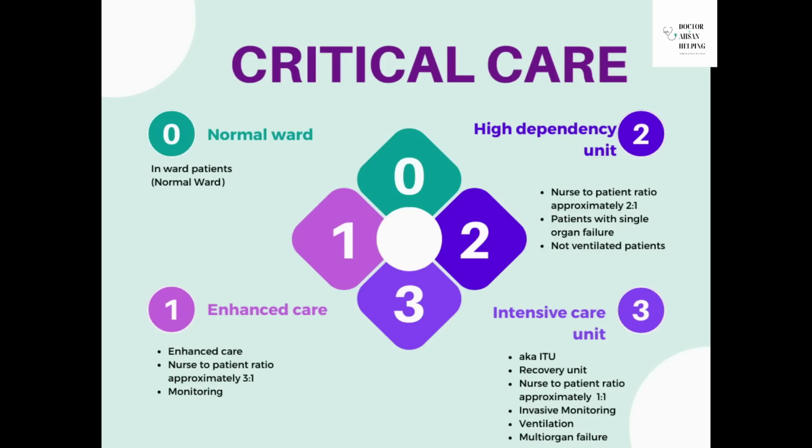Then level 2 is the high dependency unit, where the nurse to patient ratio is 2:1, and the patients who have developed single organ failure are usually kept, but the requirement is that the patient should not be ventilated. If we move forward to level 3, which includes intensive care and recovery units, the nurse to patient ratio there is 1:1, and the patients who have developed multi-organ failure or require ventilation are usually admitted here. So 4 levels of care are provided, extending from level 0 to level 3. A basic knowledge of these levels should be known because it will help health professionals to know the patient's probable level of care required.